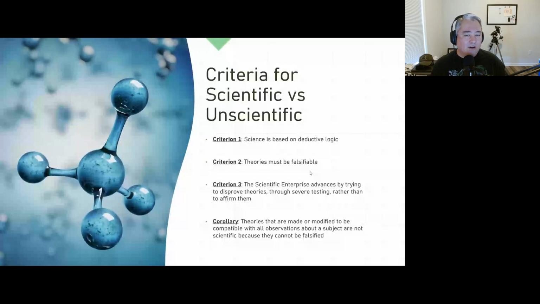That was one of the things that Karl Popper, the philosopher of science, was really trying to understand. And he is the key influence for much of how we talk about science today. The criteria are, first off, science is based on deductive logic, okay, and not inductive logic. So deductive logic is where we have factual statements.